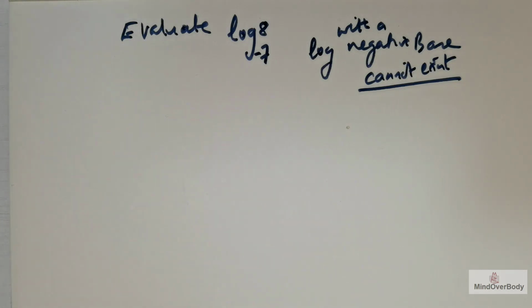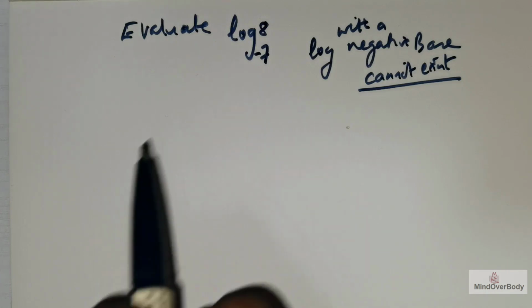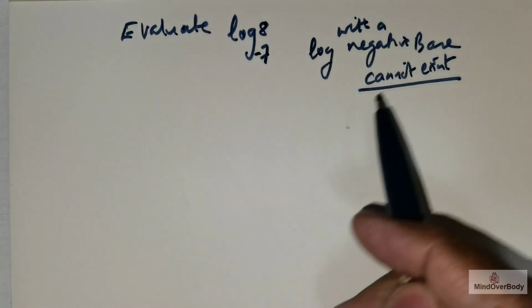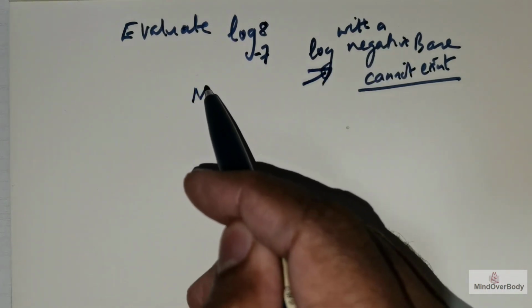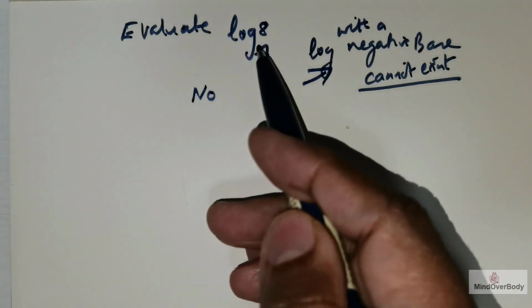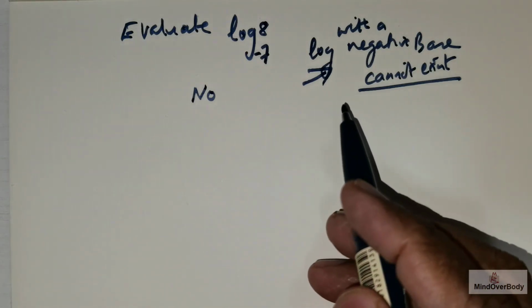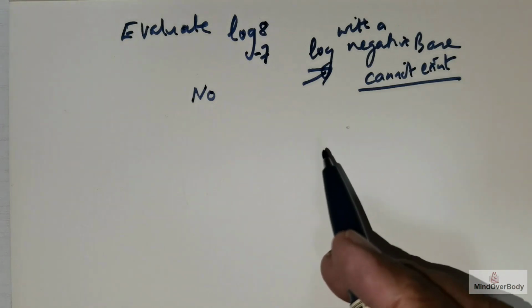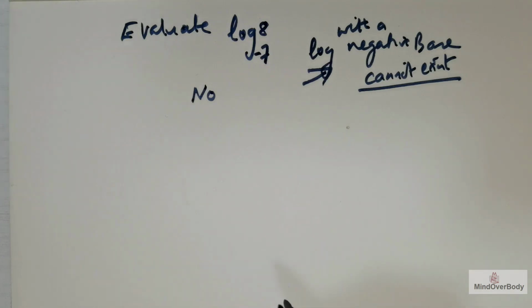Now on the other end, if someone were to ask you this question, can you solve this log 8 to the base of negative 7? If you would have been given this fact, you would have immediately said no, this is not possible because the base of this logarithmic function is negative 7. Now the fact that you've been told that log with a negative base is not solvable is in fact true.